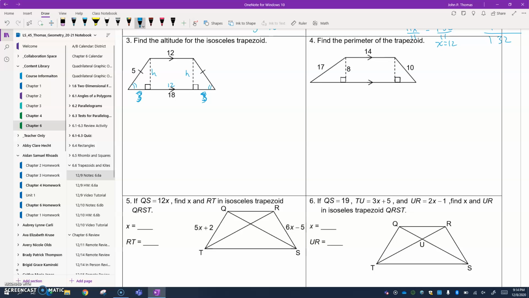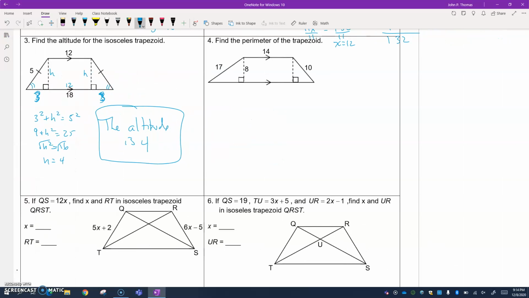Now, at that point, I'm going to use a right triangle on the left side. I have 3 squared plus h squared equals 5 squared. 9 plus h squared equals 25. h squared equals 16. And then take the square root of both sides, and I get h equals 4. We're only concerned about the positive answer here because it is a geometric feature of this. So the altitude is 4. No units were listed, so we don't need to worry about units there.